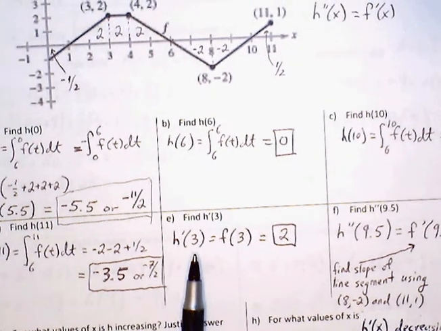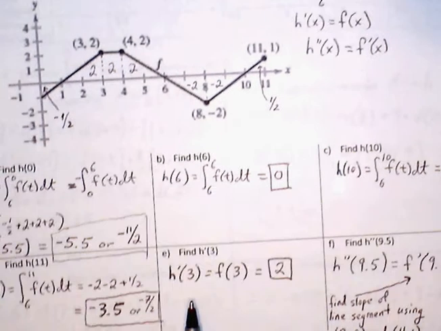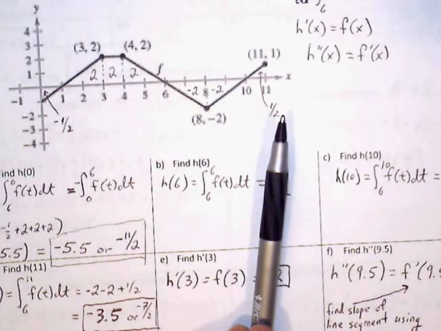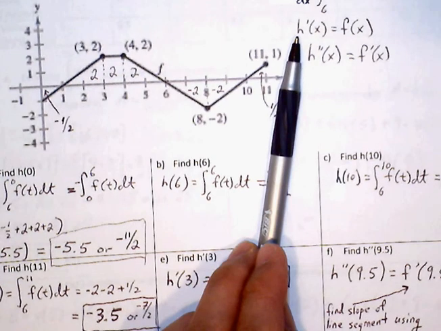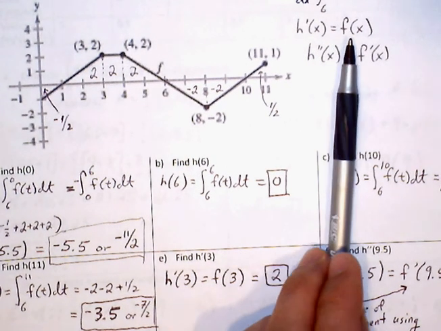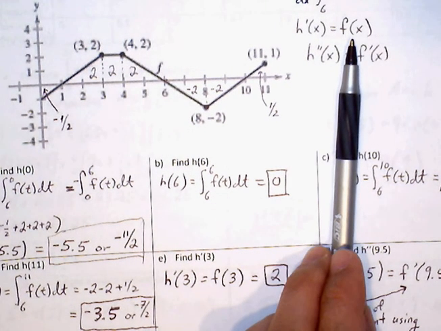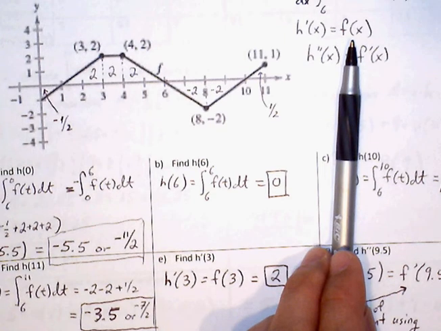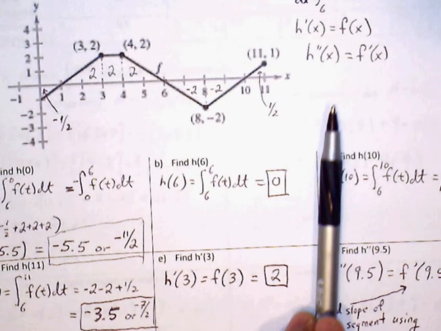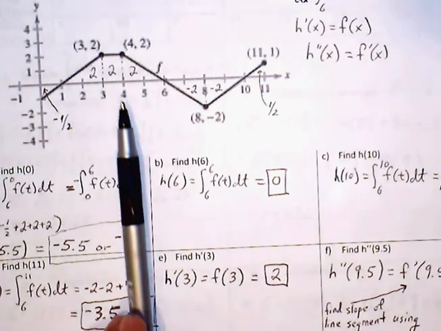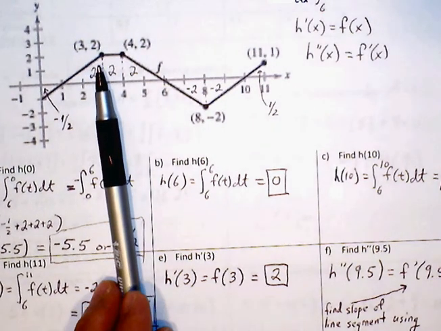To find h prime of 3, we look at the definition for h prime of x. H prime of x is f of x. So we simply replace the x's with 3. So f of 3, we simply look at the ordered pair. F of 3 will be the y value of 2.